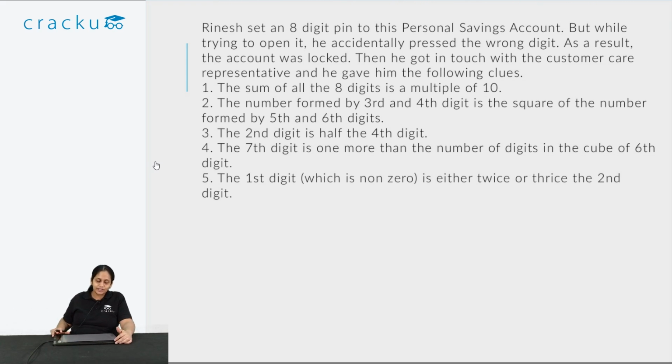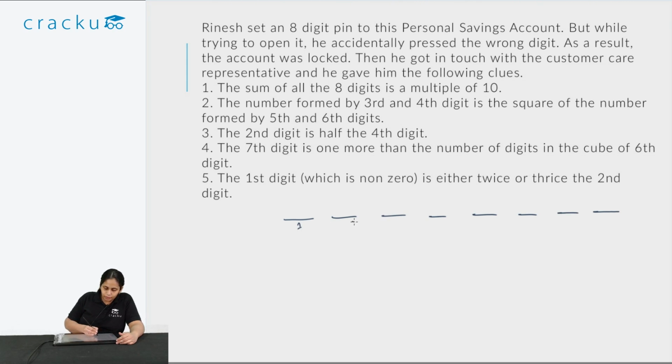So it's an 8-digit PIN. So first let me draw that out. Okay, so this is 1, 2, 3, 4, 5, 6, 7, 8. Sum of all digits is a multiple of 10. Okay, so the sum of all of these digits has to be a multiple of 10. Essentially, we'll leave that for now because we have no idea about any digit as such.